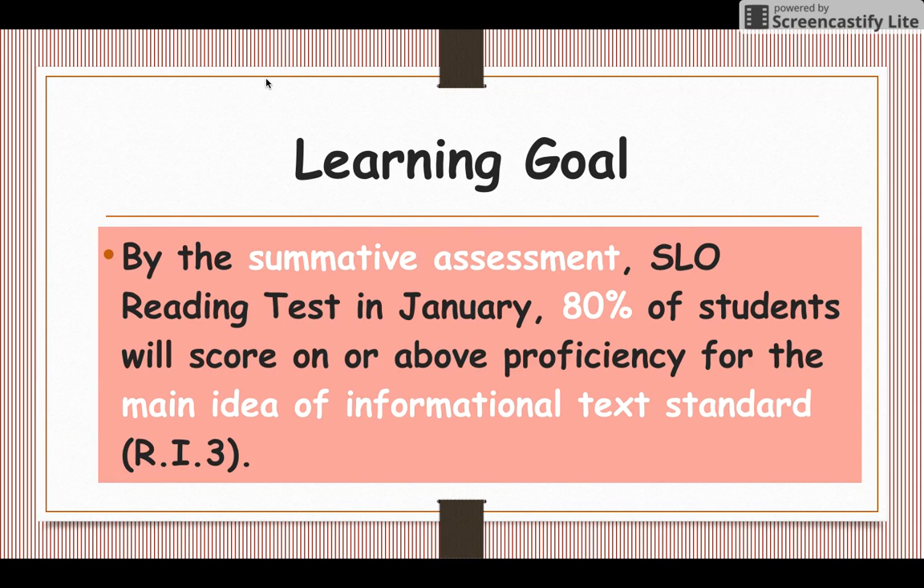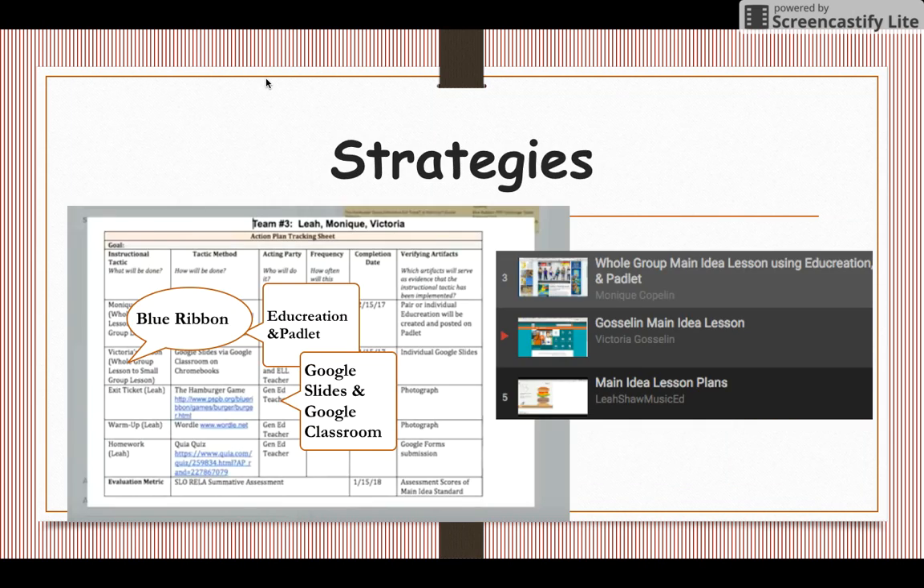From there, we chose a learning goal. And this happens in data meeting number 3. By the summative assessment, the reading test in January, 80% of students will score on or above proficiency for the main idea of informational text.